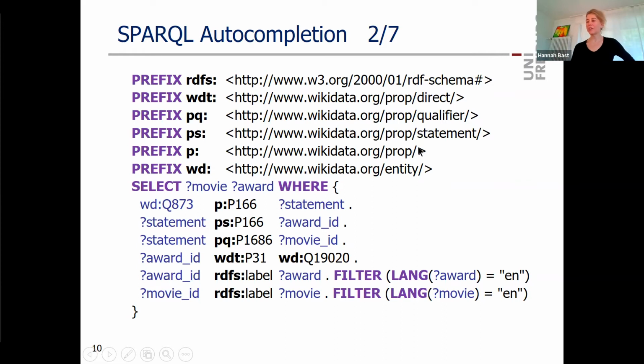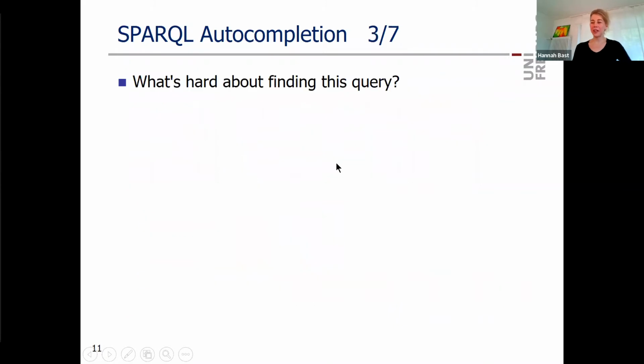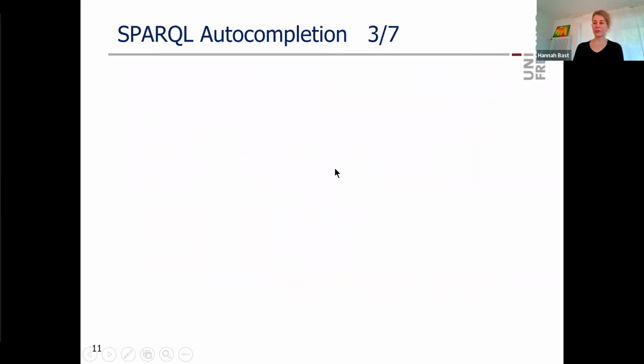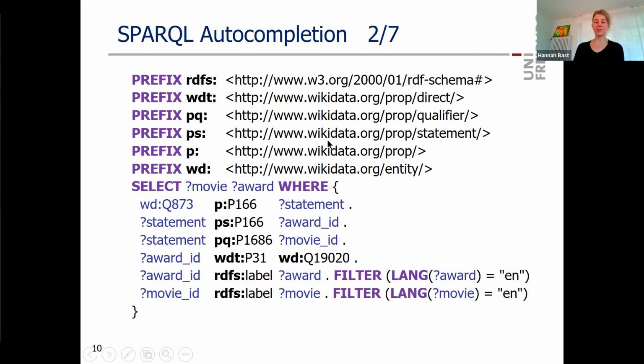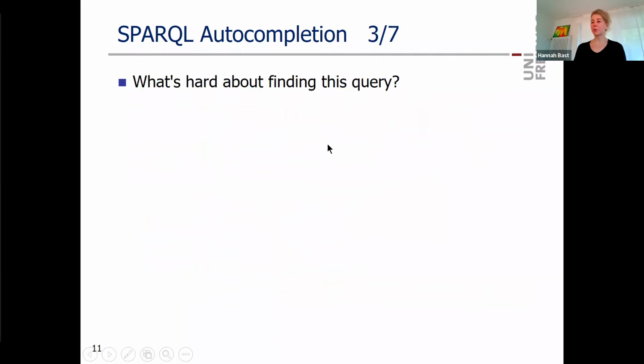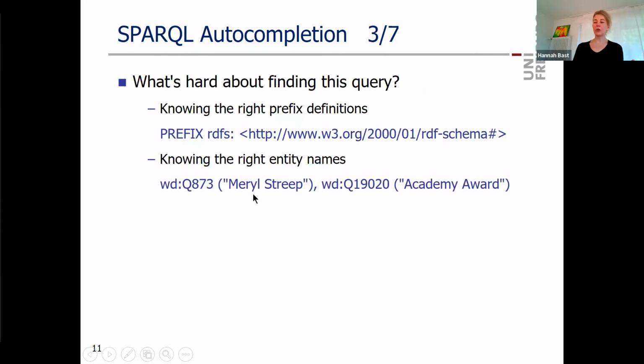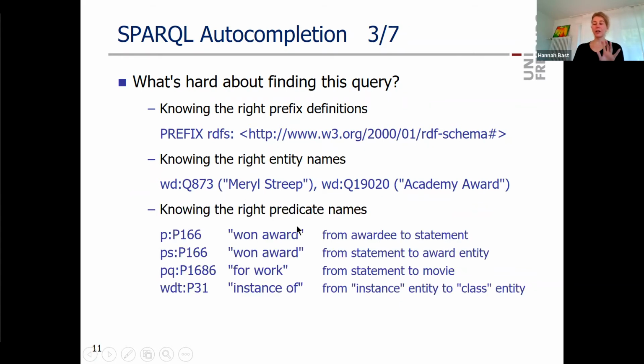Just like namespace abbreviation. So how on earth can you construct this query? Let's just see. So what's hard about this? So first, you have to know these prefix definitions, but that's easy. A program could do that for you. Then you have to know the right entity names. It's about Oscars for Meryl Streep. You have to know that Oscar is really called Academy Award, that it has this ID. Meryl Streep is 873 in Wikidata. This one is really hard, even for super experts. You couldn't do it without help.